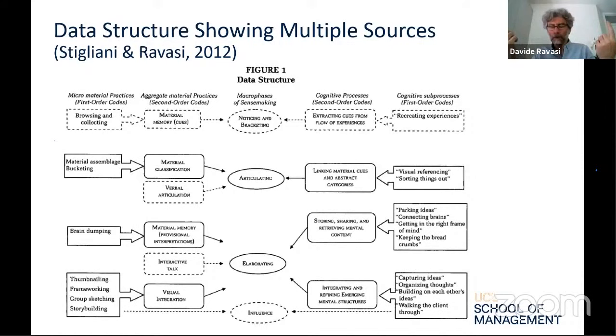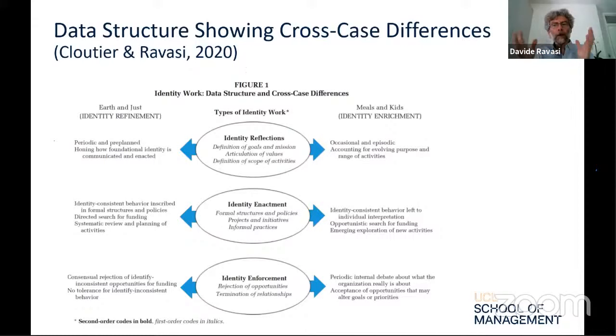This is a more recent example, a rare case where we were using Gioia-like open coding to show variance. It's rarely used; it's not designed well to show variance in the data. This was an attempt to show how the change patterns that we observed could be described in terms of the same categories, identity, reflections, enactment, and enforcement, and what they meant, but they were manifesting differently in different cases. So this was a way to show how the variance we observed was underpinned by the same data structure.